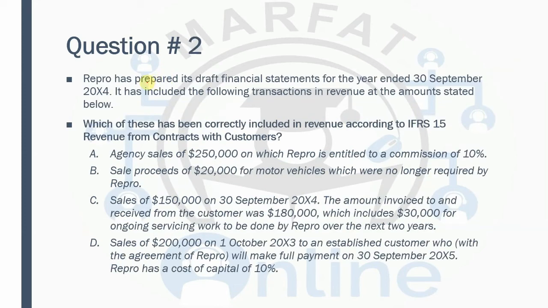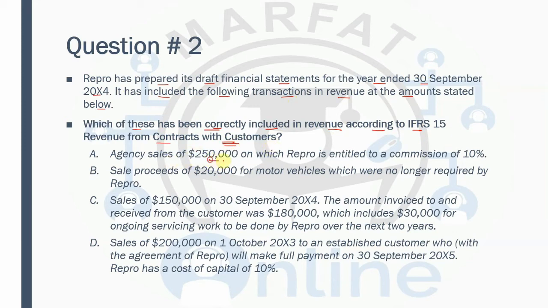Now we have question number 2. Again, that is a very important question related to the concept of the revenue. Repro has prepared its draft financial statements for the year ended 30th September 20x4. It has included the following transactions in revenue at the amounts stated below. Which of these has been correctly included in the revenue according to IFRS 15, revenue from contracts with customers?